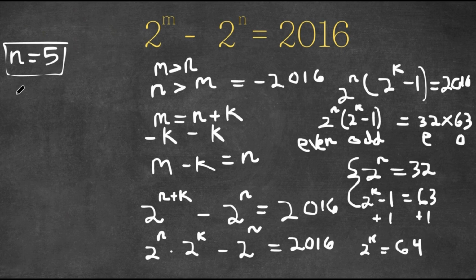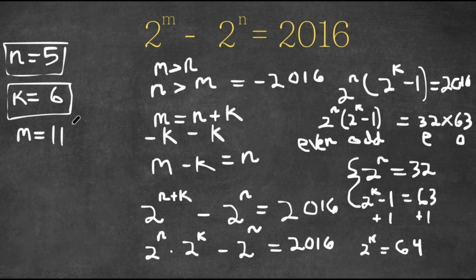Meaning k is equal to 6. So now if n is 5 and k is 6, we could simply plug these into m is equal to n plus k, and n plus k is 5 plus 6, which is 11. So m is equal to 11. So now these three are our values.